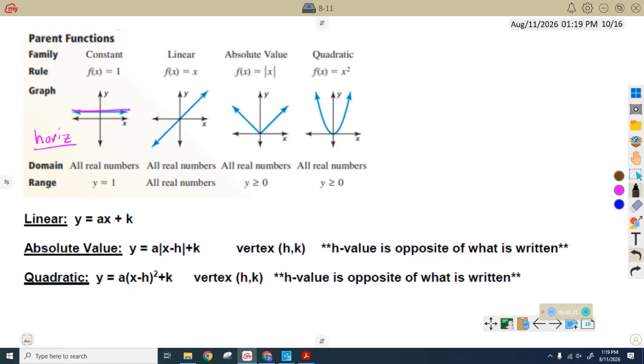So, linear, that's what it looks like. Absolute value. What is a key thing that makes this absolute value graph look like what it looks like?